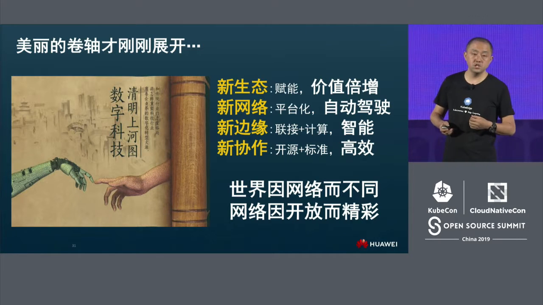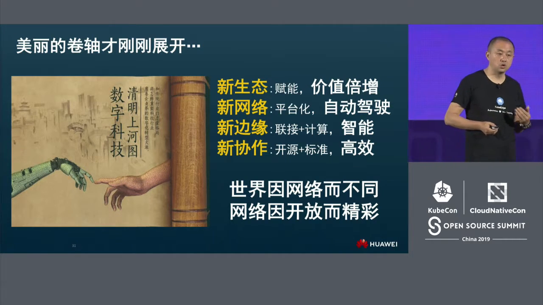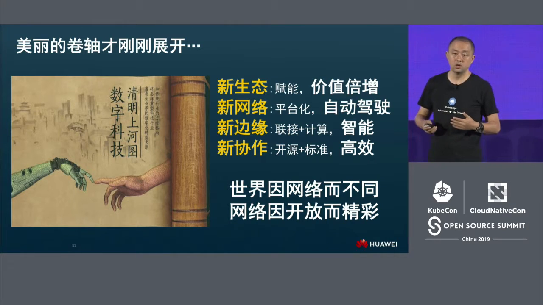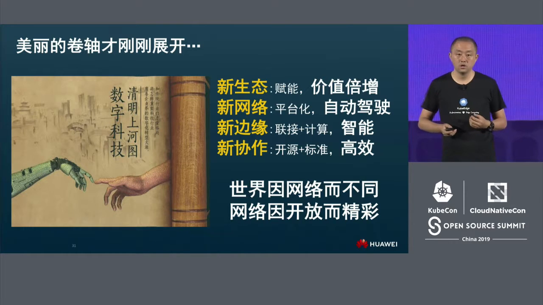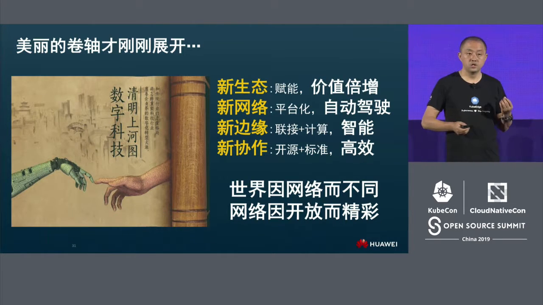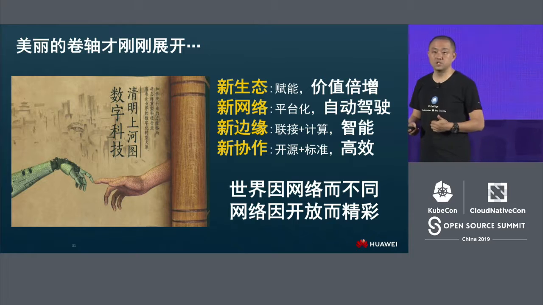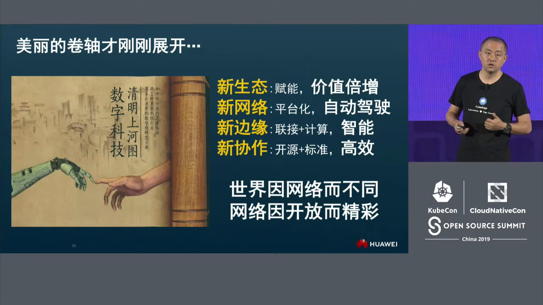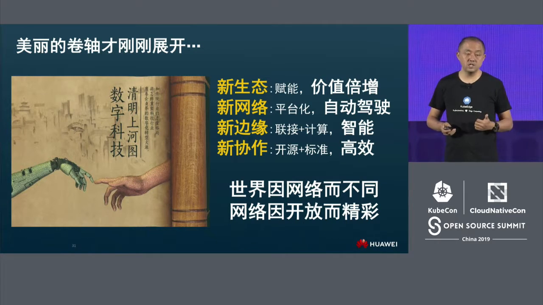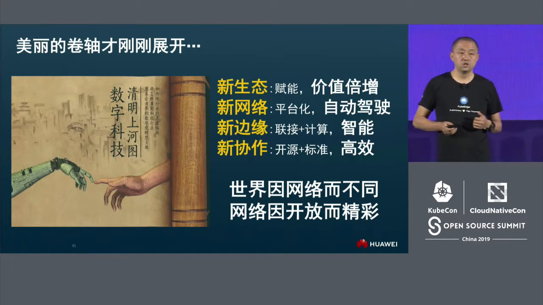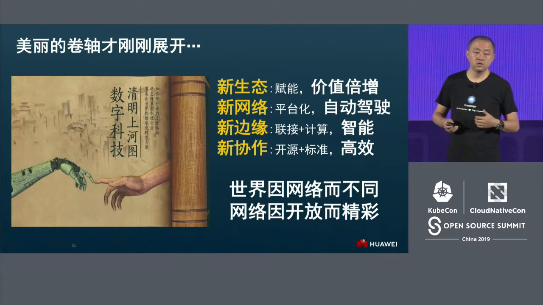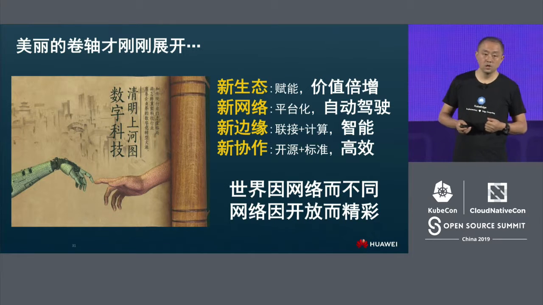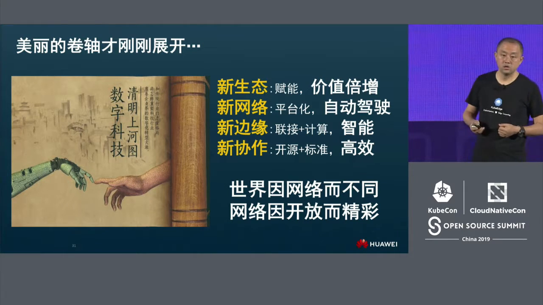And this is the digital technology. I believe that the ICT need to work together with the traditional industry to build the harmonized and open platform and enable the digitization of the different technology. So there are 4 key points. The new ecosystem, that is with the empowerment and value promotion, and the network with the platform to build the automatic driving network. And the third is the connection and the compute with intelligence improved, and also the new collaboration, that is open source and the standard, to build the efficient work pattern.